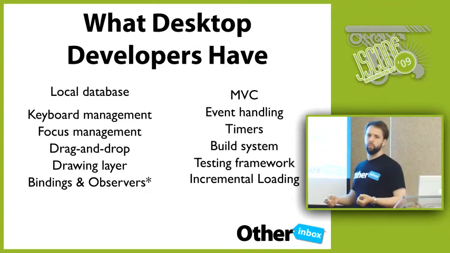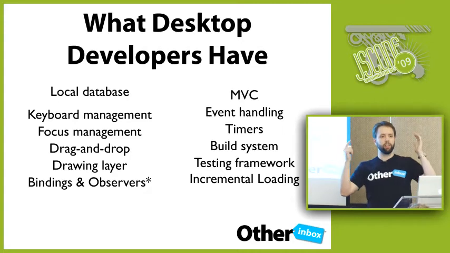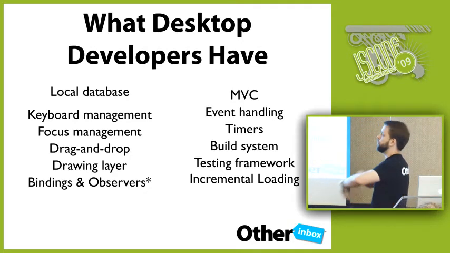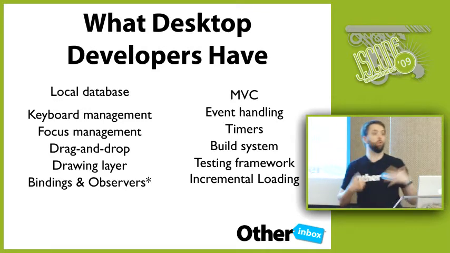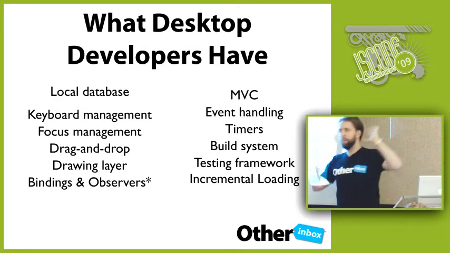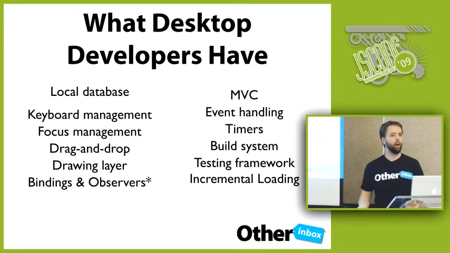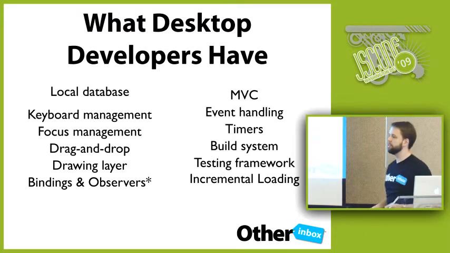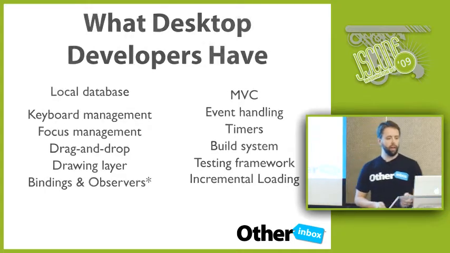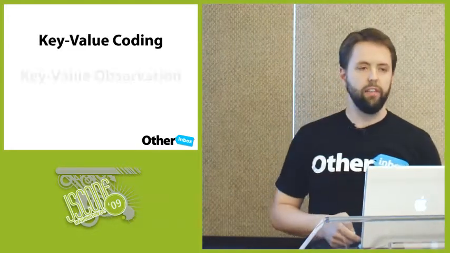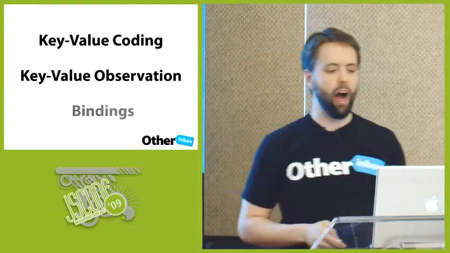But to me, the really cool feature, if you don't remember anything else from my talk, the thing that was really an eye-opener for me and changed my programming life, is bindings and observers. So that's the feature I want to dwell on, and I think all these other ones people have already talked about. Okay, so binding, it's really three different components in one that make this work. It's key value coding, key value observation, and bindings.